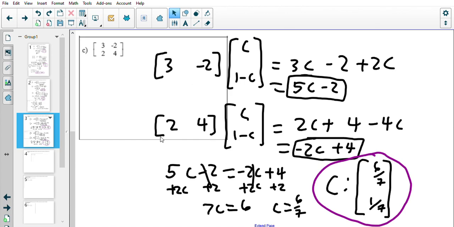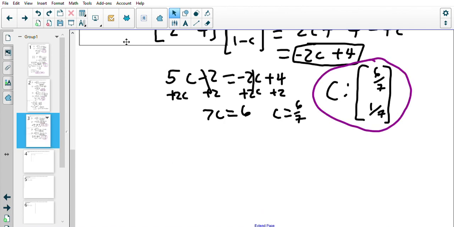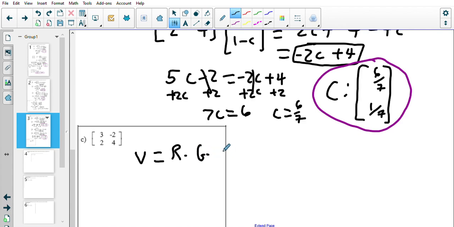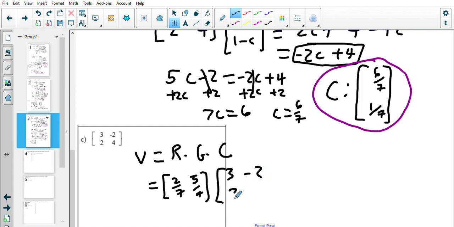So then we just need to use those and our game to find the value of the game. So again, the value is going to be row times game times column. That's our 2/7, 5/7 times our game, 3, -2, 2, 4, times our column, 6/7, 1/7.